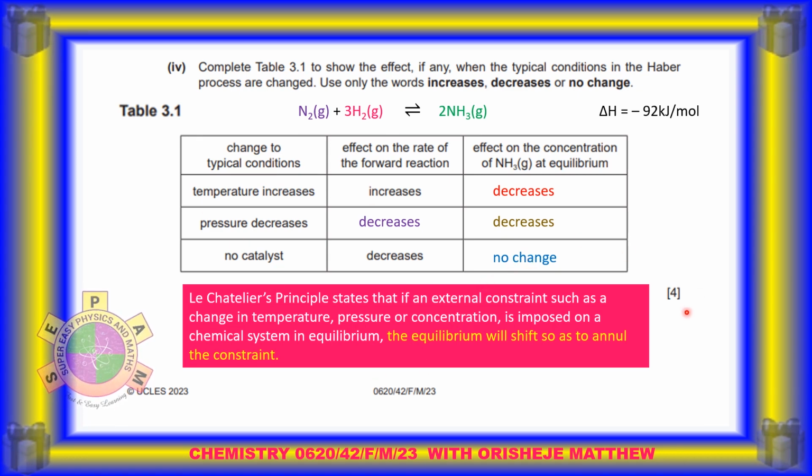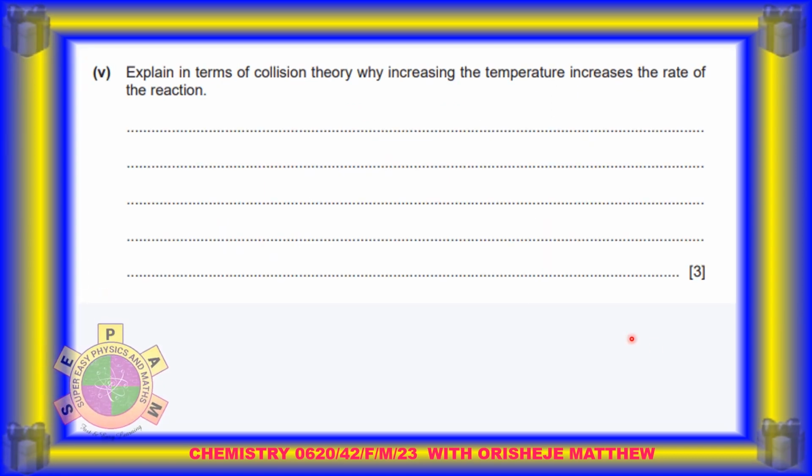We've finished this question, so let's go. Explain in terms of collision theory why increasing temperature increases the rate of reaction. Well, this is more of physics than chemistry, but let's see. So if you increase temperature, what is going to happen? Increasing temperature increases the rate of reaction. Why? The kinetic energy of the particles increases. If the kinetic energy increases, then the particles will travel faster and they will collide more often. So that's why you have a higher rate.